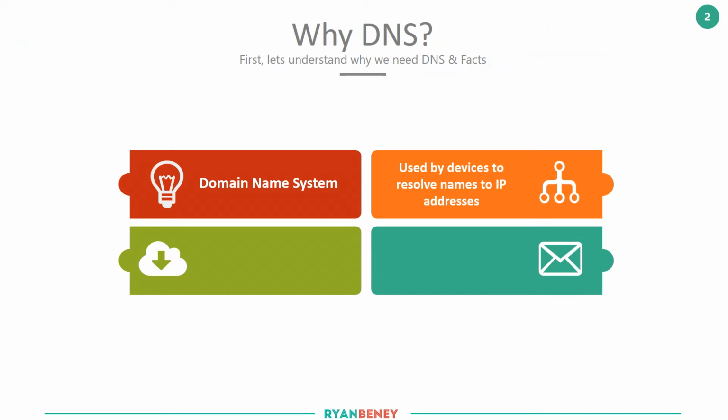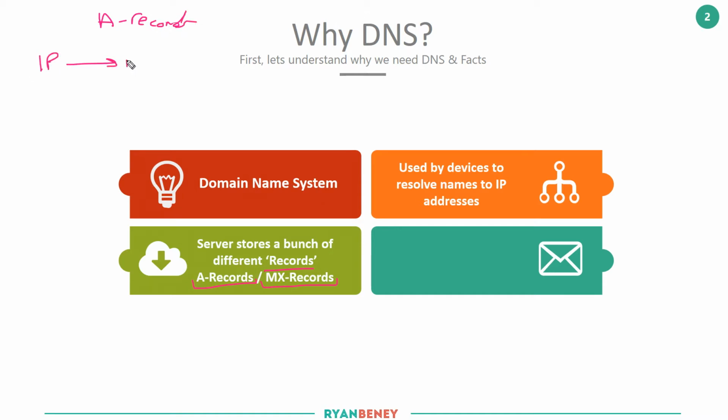So what else do we have to know about it? A DNS server stores a bunch of different records. So like I said, records is the right terminology, because in DNS we have different kinds of records. We have A records, we have MX records, we have CNAME records, and ultimately what this is, like I said, an A record at its fundamental level is a mapping between an IP address and a name. That's all that an A record is, and they're all stored in a server out on the internet.